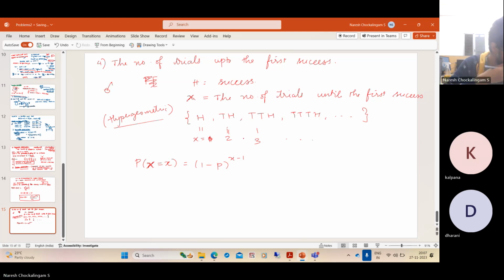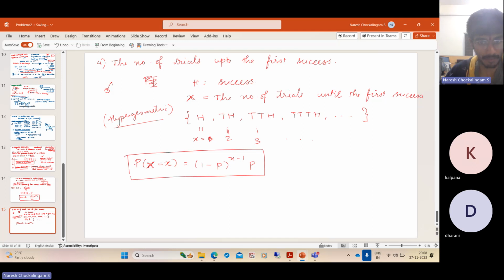So when x is equal to 4, you need to get 3 failures and then one success. So it is (1 minus p) power x minus 1 multiplied by p. This is the case when you have just 2 outcomes. This is like with repetition, and all trials are independent. So this is the geometric distribution.